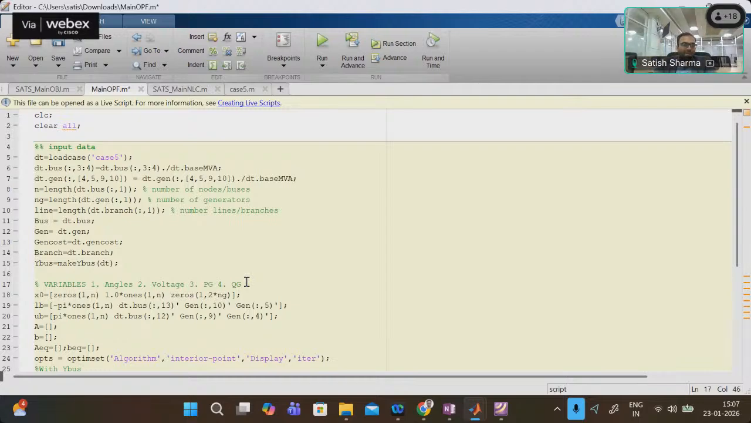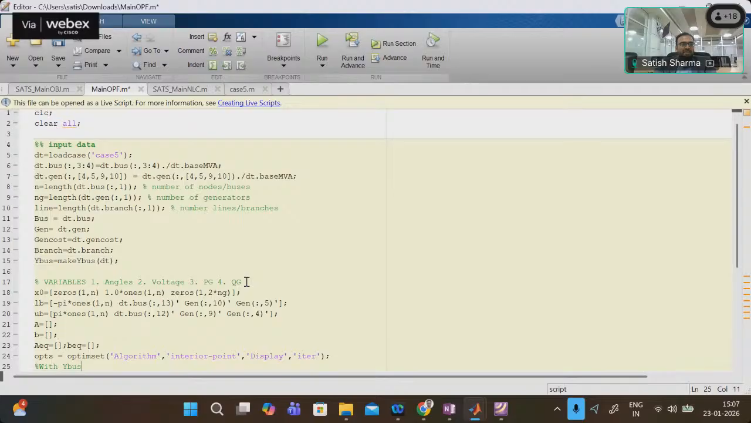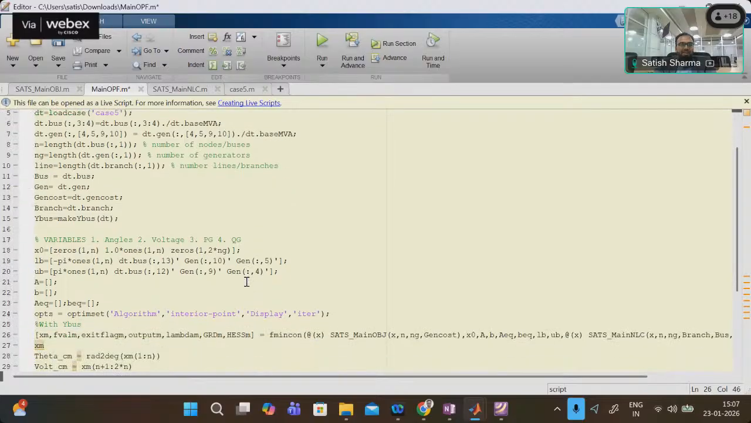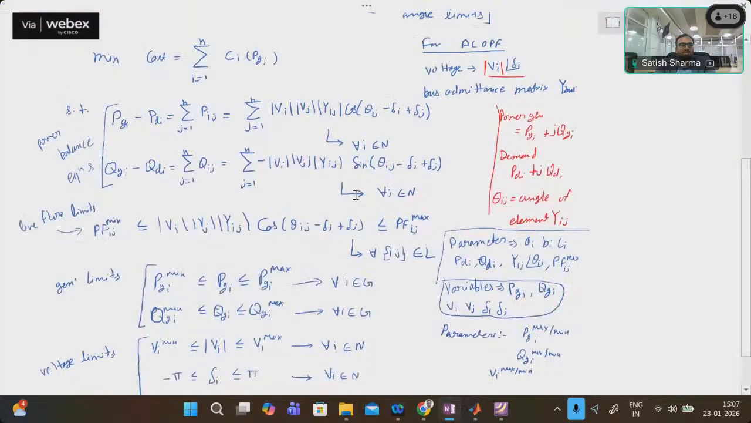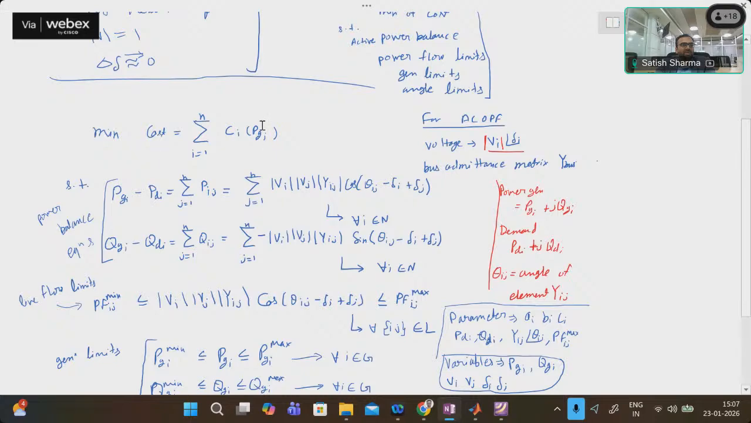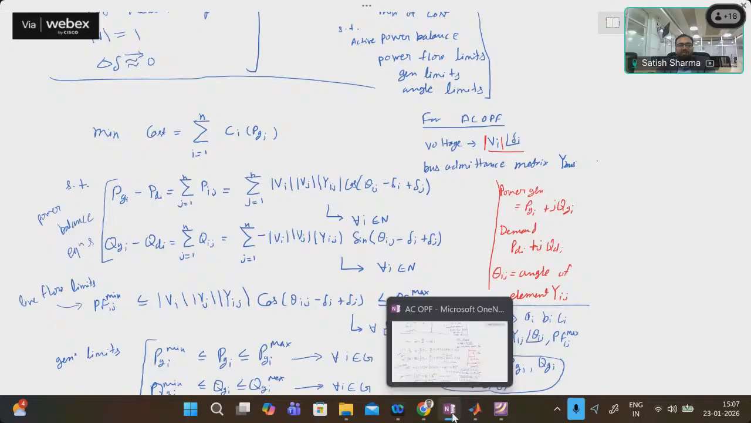It was commented. So as discussed earlier, we need the fmincon function. So I have defined the fmincon function. First of all, I will use an objective function. Whatever the objective function is, the function will be given. I will come back to line number 18 later on. First of all, we will see the objective function. Our objective function is what? Minimization of cost, Ci, PGi. That is our objective function.